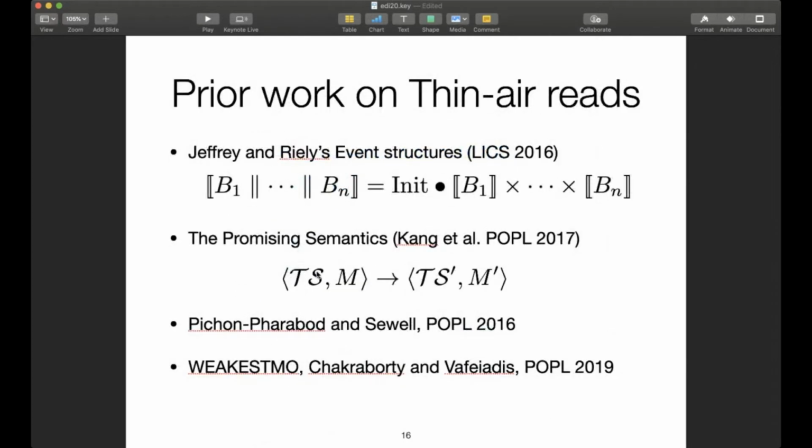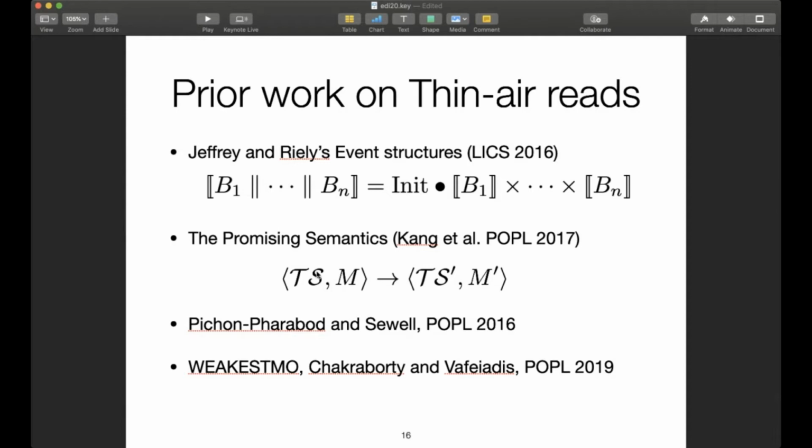So just for context on our model, there are several prior models on solving the thin air problem. There's the Jeffrey and Riely model, and this is based on event structures. I'm going to show you some event structures. Ours is also based on event structures. Their model very much has a fixed shape for programs, so it's not compositional in any sense. You can only deal with programs that have an init and then some parallel composition of threads. We're more flexible than that.